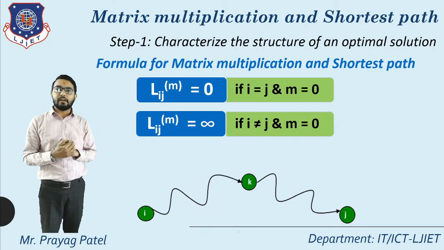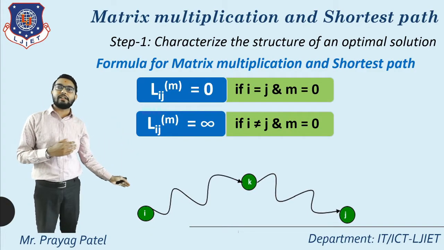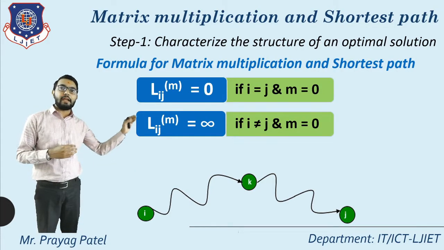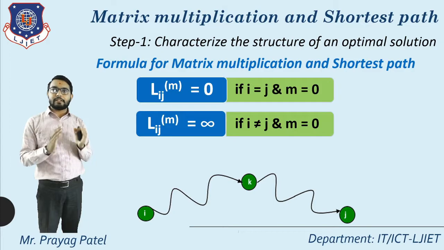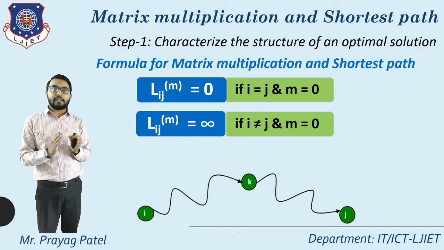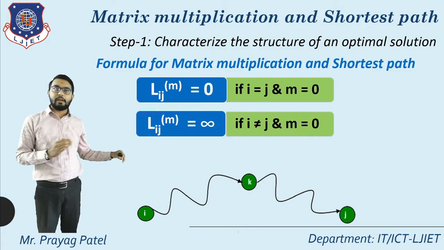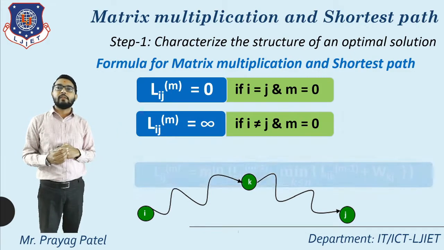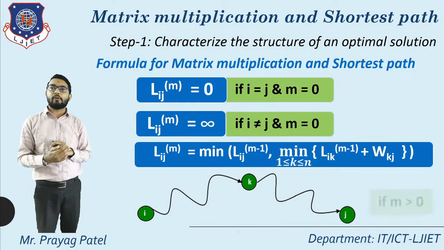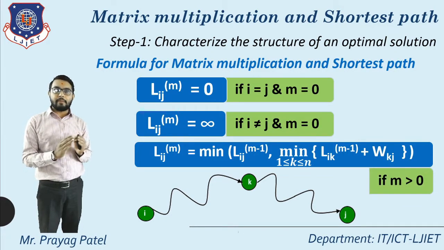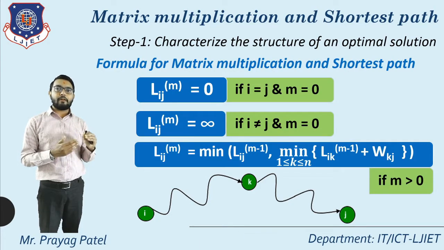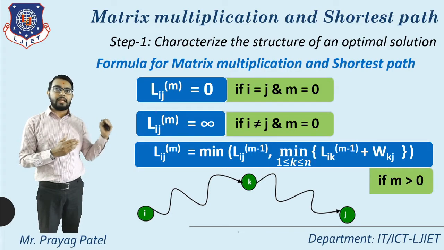Now consider the next formula, and for this formula consider this figure. Here consider i, k and j. Now if you want to find the distance from i to j, then consider the intermediate node as k. So here represent i to k and then k to j. So what is the formula? Here consider the formula as L of i j m equal to minimum of L of i j m minus 1 comma minimum over 1 less than or equal to k less than or equal to n of L of i k m minus 1 plus W of k j if m greater than 0.